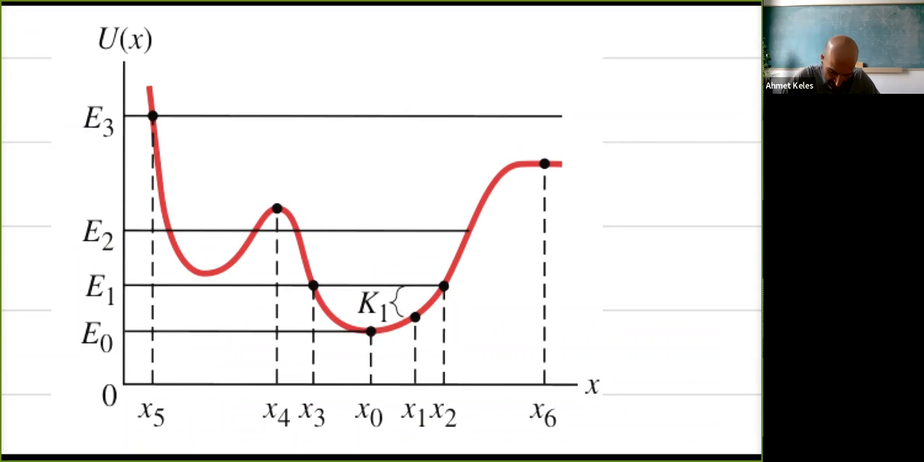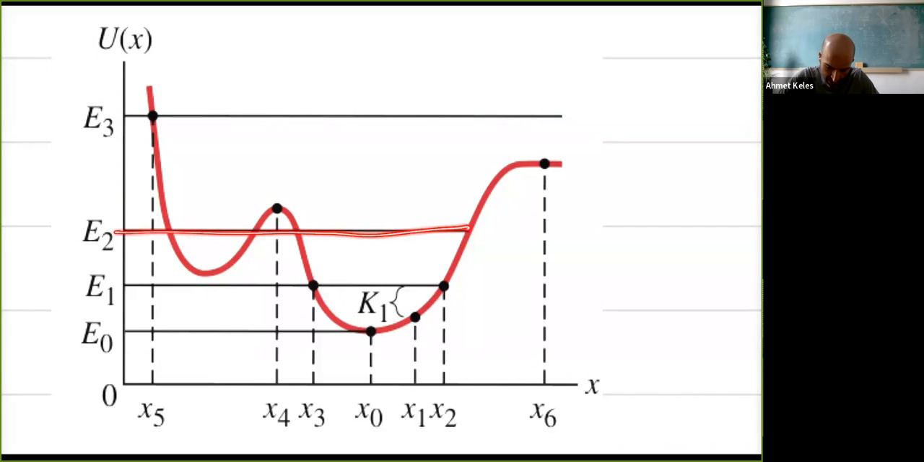And if you have energy like here, E1, you start here, and since you have energy, you can start rolling down, and you can convert this potential energy to kinetic energy as you go down. Then you keep moving and go up here by converting that kinetic energy back to potential energy, and you go back and forth, back and forth.